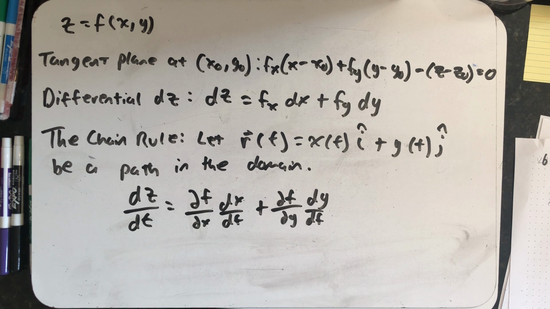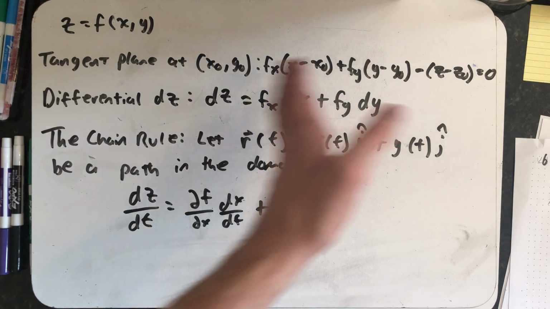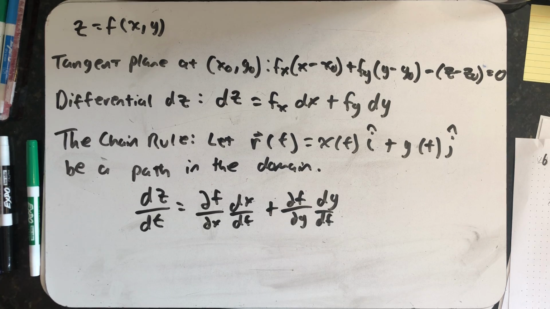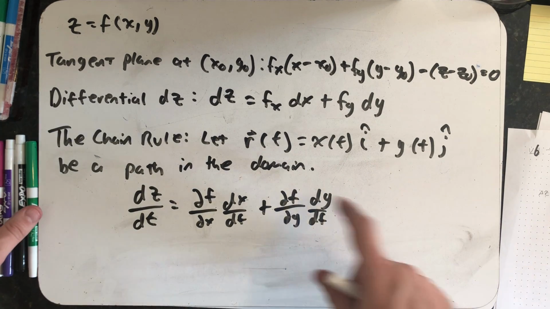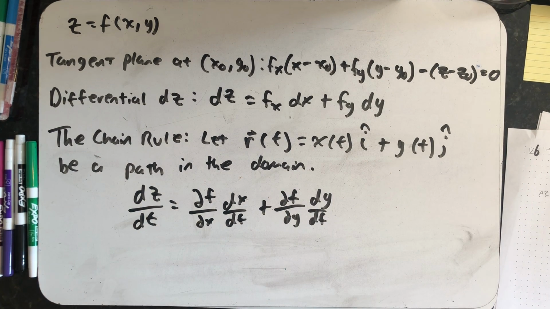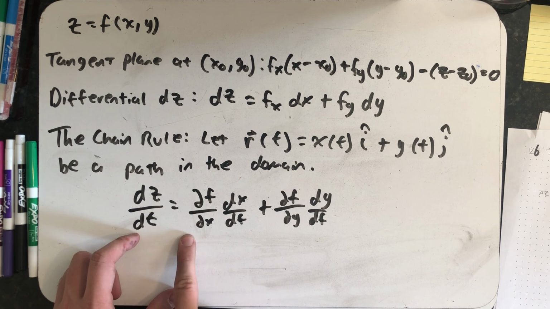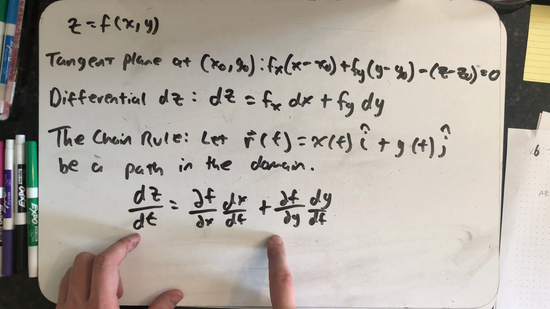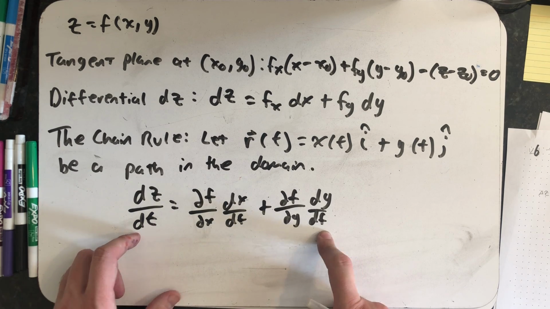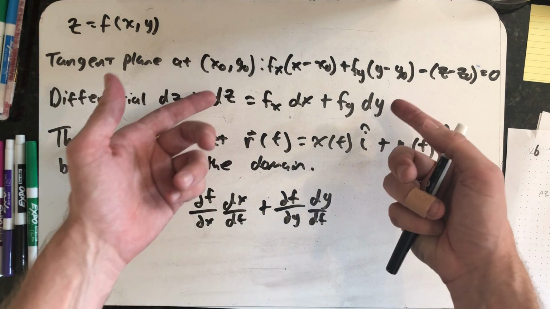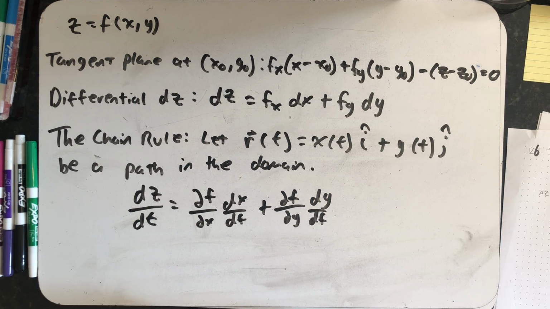In the last few videos, we've met the ideas of tangent plane and differential, written out here. And previously we met the chain rule. Let r of t equal x of t i plus y of t j be a path in the domain, and then dz/dt is equal to f_x times dx/dt plus f_y dy/dt. And I wanted to point out the similarity between our chain rule and this idea of differential.